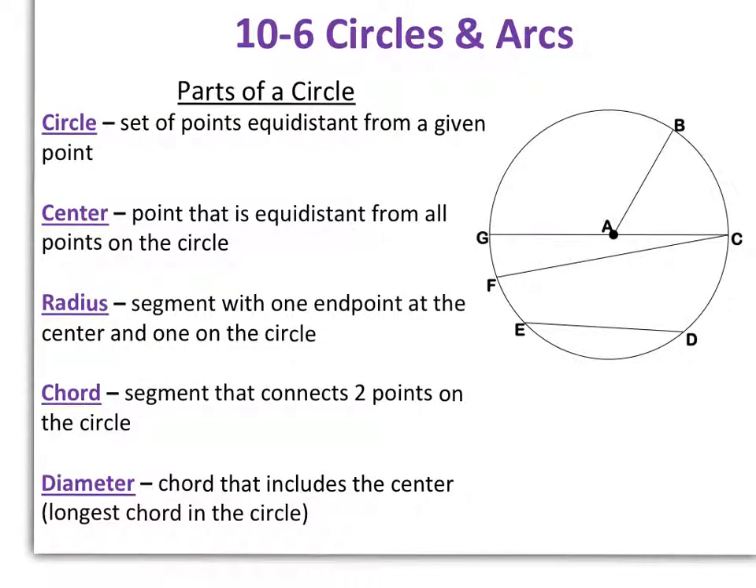In section 10.6, we will look at circles and arcs. And first, the parts of a circle. A circle is a set of points equidistant from a given point. On the right, we can refer to our circle as circle A.